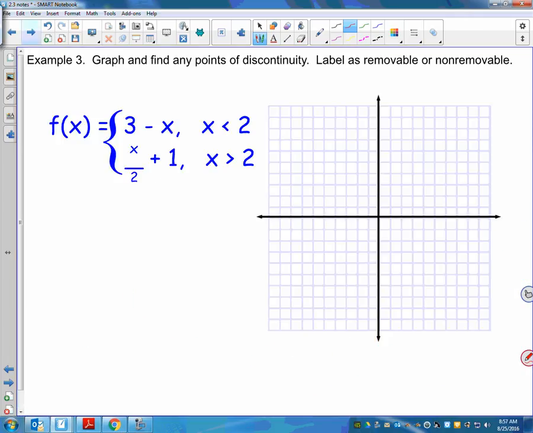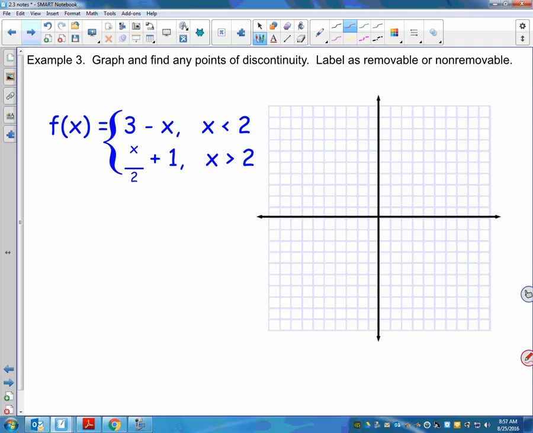Graph and find any points of discontinuity, label as removable or non-removable. So, piecewise functions, you should be able to figure out pretty quickly where the points of discontinuity are, and you might not even need to graph it. We'll graph this first one. But here's what I want you to think about.